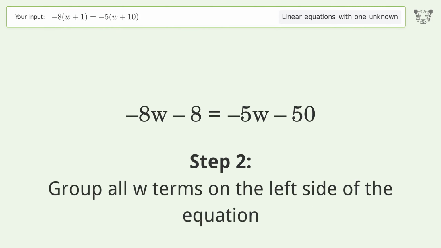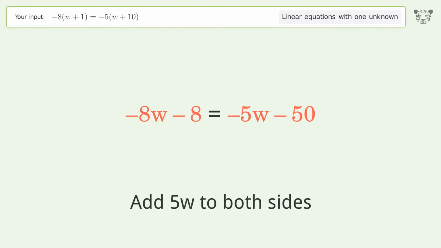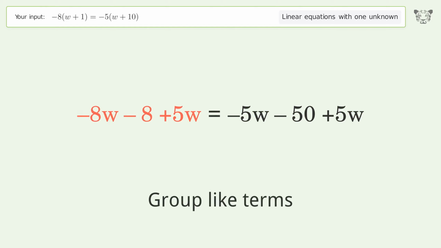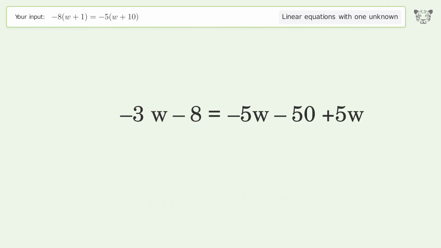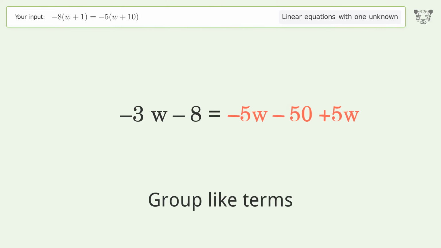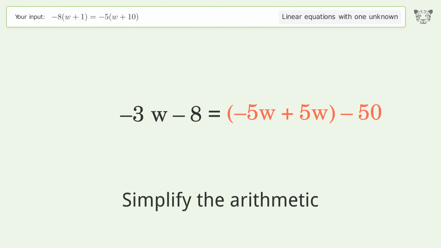Group all w terms on the left side of the equation. Add 5w to both sides. Group like terms. Simplify the arithmetic. Group like terms. Simplify the arithmetic.